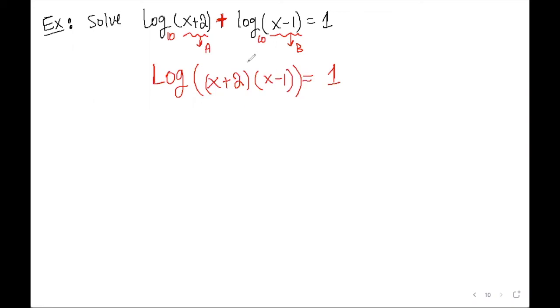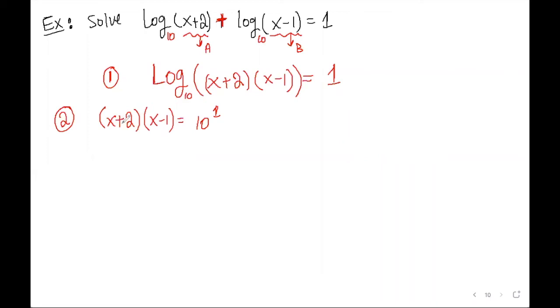How can I write this one in exponential form? Ten to the 1 is the same as what is inside. So (x plus 2) times (x minus 1) is equal to 10 to the 1. This is the exponential form.